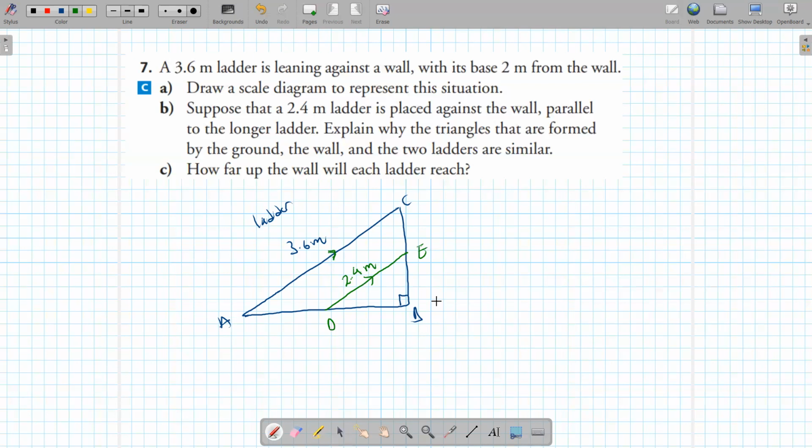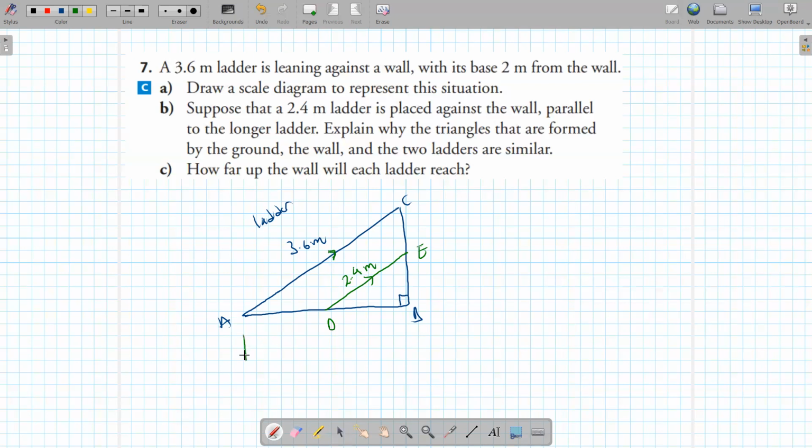They both have the 90. Which other angles is the same? A and O. Yeah. So therefore, those two triangles are similar. C. How far up the wall will each ladder reach?